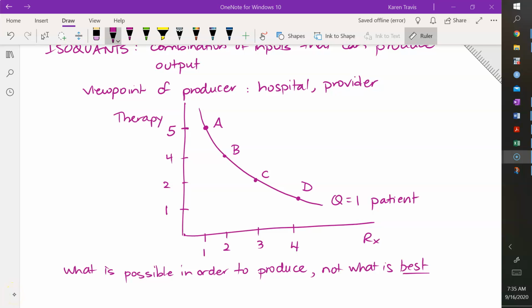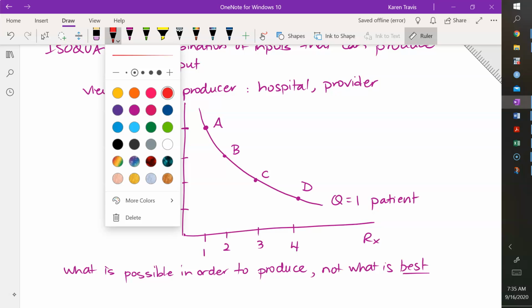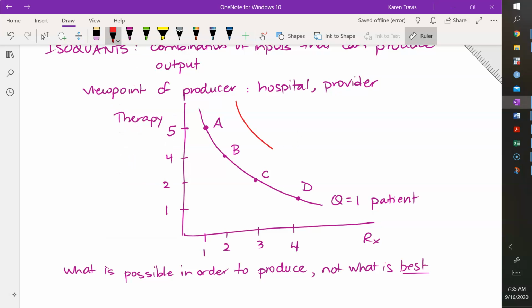Another characteristic of the isoquant is that a higher level isoquant describes more output. So let's say this is 2 patients. So if we're going from here to here, we can use more resources to help more patients. Now, to use more resources, we still have a lot of choices.